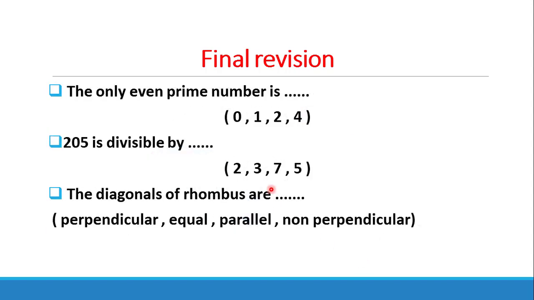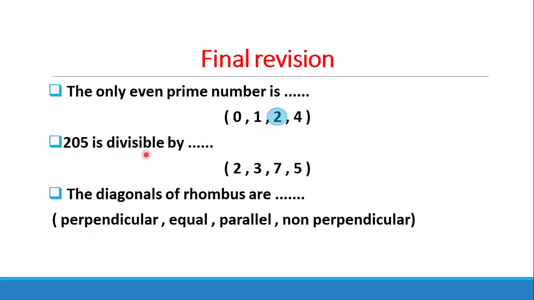The only even prime number is 2. Don't forget, 0 and 1 are not prime numbers because a prime number has two factors, only two factors. So 0 and 1 are not prime numbers, but 2 is a prime number. The only even prime number is 2, because all the even numbers are divisible by 2 except 2. 2 is a prime number, the smallest prime number, and the only even prime number. The factors of 2: it has only two factors, 1 and itself, 1 and 2.